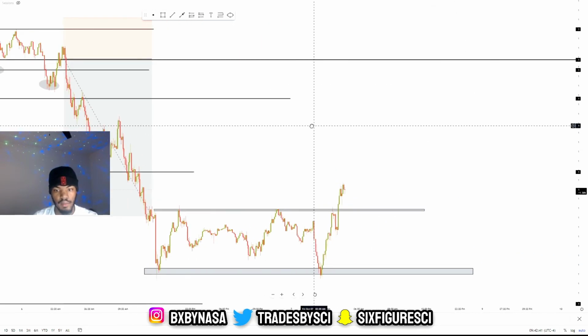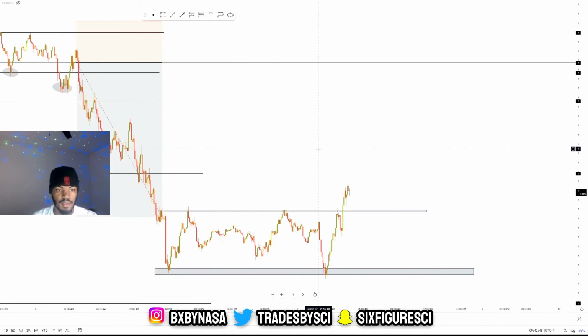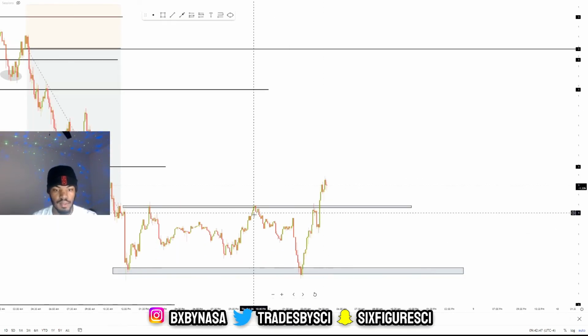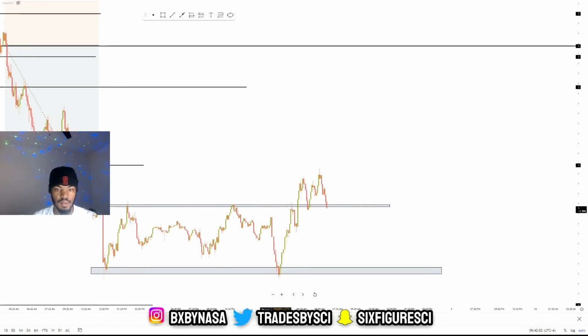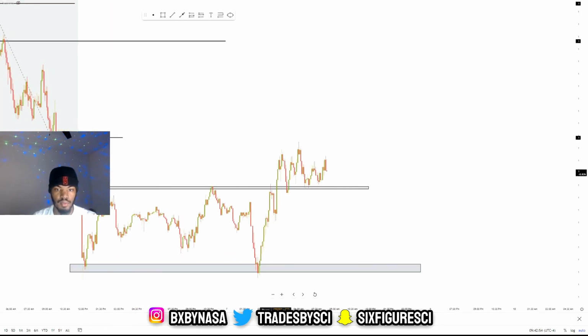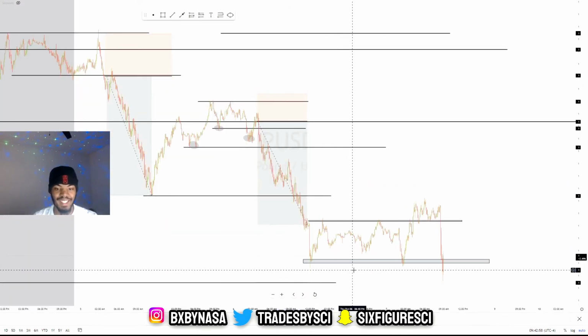Alright, so now we have price coming back above these highs, and we're looking for price to continue higher. So now we can see if price is going to continue higher here. Let's see. Price is holding up as support. Yeah, there we go.